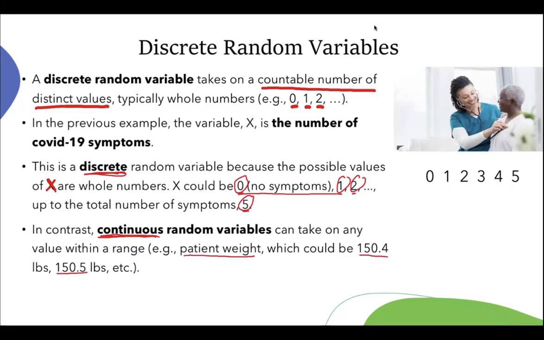So discrete random variables are restricted to these whole number jumps with gaps in between. Continuous random variables don't have that kind of restriction. What we're dealing with today is only about discrete random variables. Okay, we will be talking about continuous random variables in future lectures.